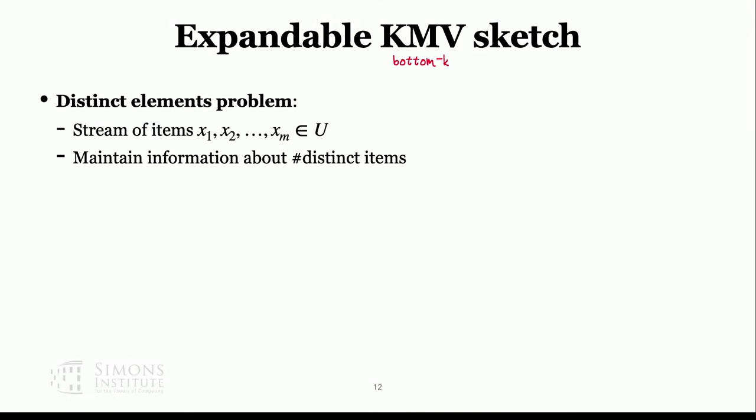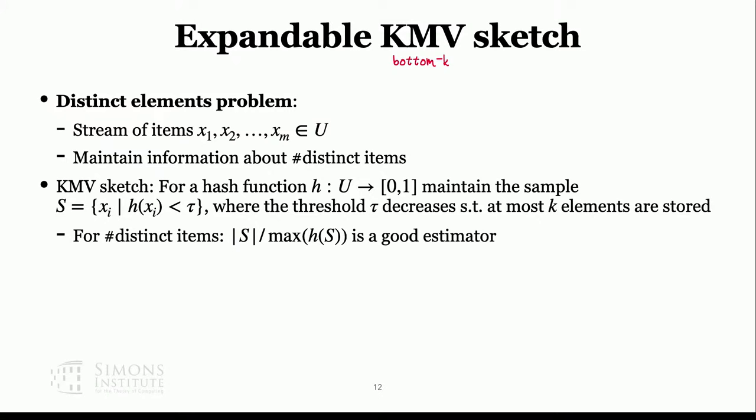Okay, so that was expandable Misra-Gries. The final example is the k-minimum value or bottom-k sketch, and I'm going to consider the distinct elements problem. So we have the stream, and we want to maintain information about the number of distinct items that have appeared in the stream. The k-minimum value sketch maintains a sample given by a hash function h, and we keep the elements that have the smallest hash values, that is, elements with hash value below some threshold tau, where tau is chosen such that the sample is small.